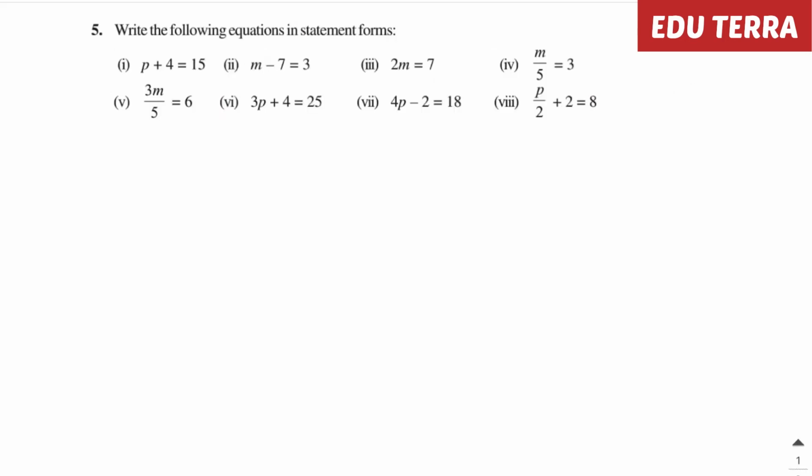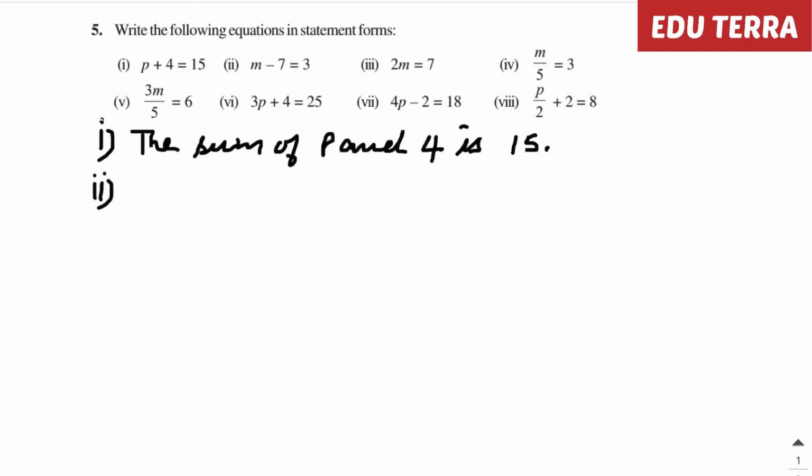Question number 5. Write the following equations in statement forms. First, p plus 4 equals 15. We can write the sum of p and 4 is 15. m minus 7 equals 3. So how can we write it? 7 subtracted from m is 3. Once again, 7 subtracted from m equals 3.